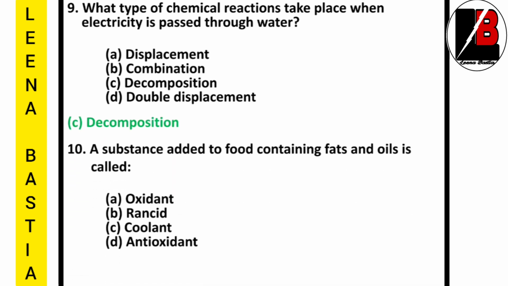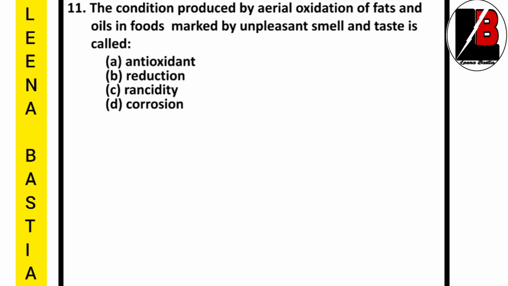Right? So question number 10. A substance added to food containing fats and oils is called what? First option is saying oxidant, B is rancid, C is coolant, D is antioxidant. It's a very clear and easy answer. It is antioxidant. Right?